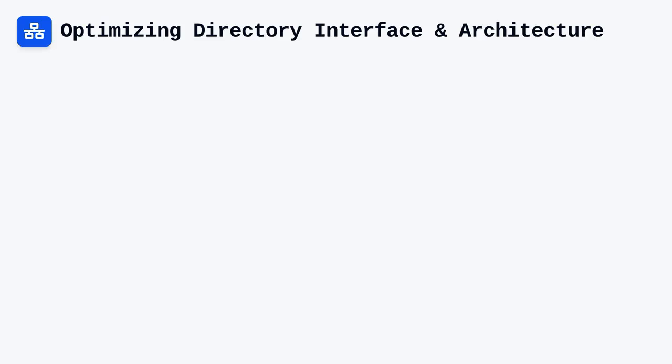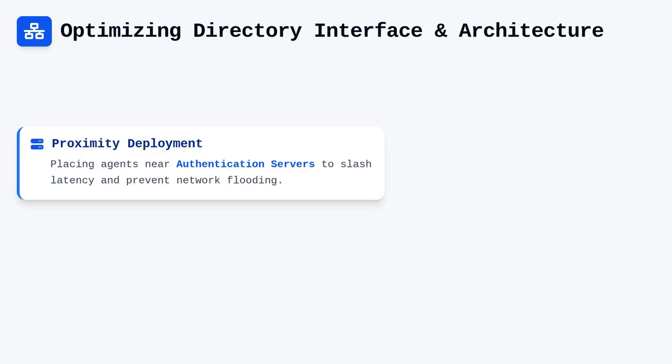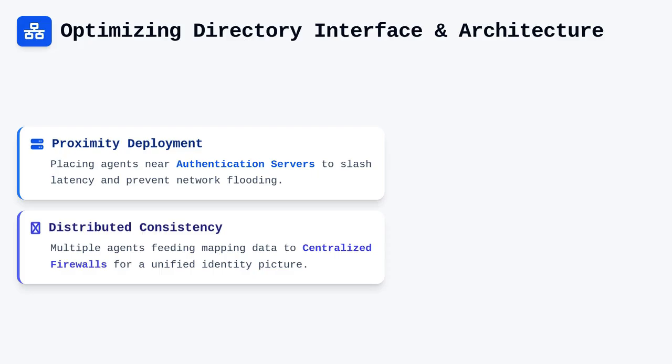Reliable operation hinges on how we interface with the source directories, which often requires careful consideration of network topology and firewall placement. We often place agents in proximity to the authentication servers to reduce the latency of log scraping and prevent flooding the network with excessive query traffic. In highly distributed environments, multiple agents can feed mapping data to a centralized firewall or a set of firewalls, ensuring that the identity picture remains consistent across all branches.